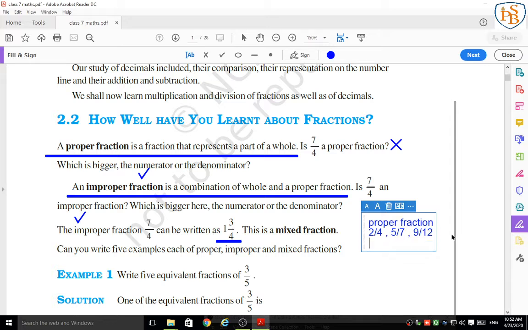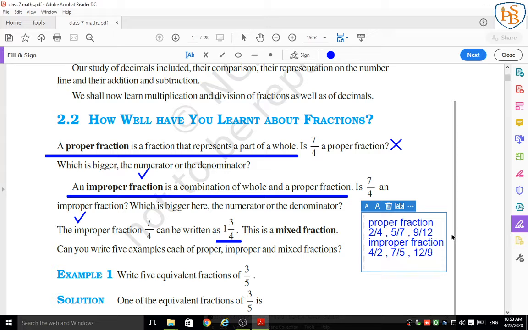Now what are some examples of improper fractions? Look here, improper fractions. Can you tell me some improper fractions? Yes, exactly. In the opposite way we can write 4 upon 2. Look here, the numerator value is bigger than the denominator. Then 7 upon 5, and I can write here 12 upon 9. These are improper fractions.